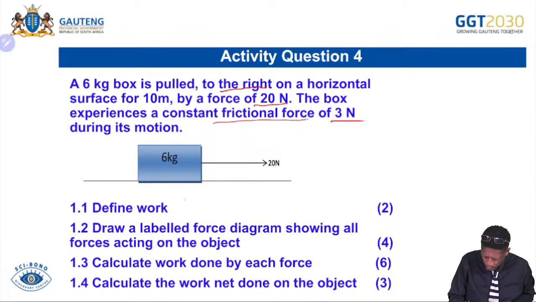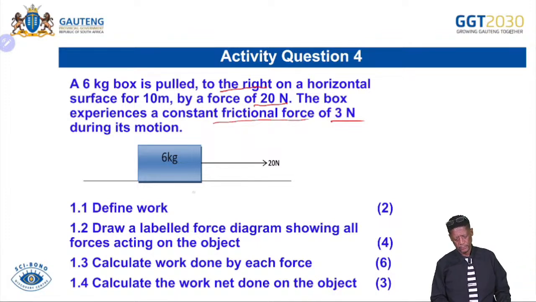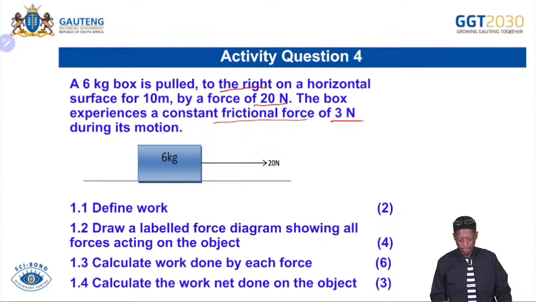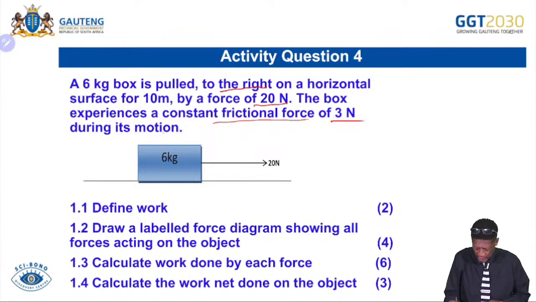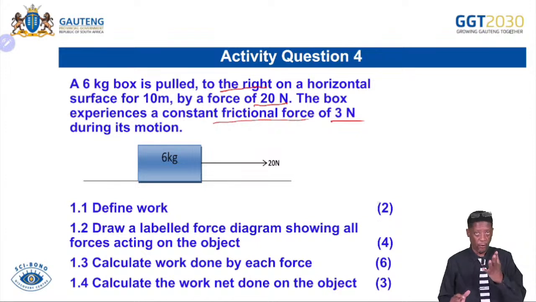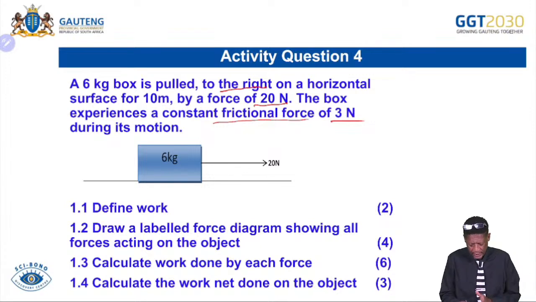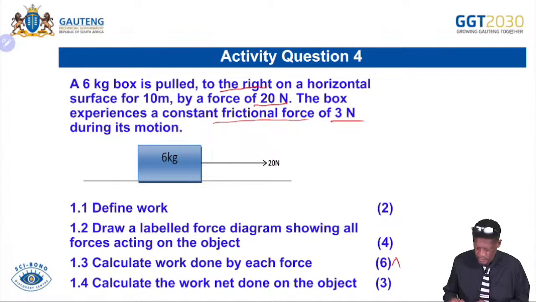Now define what is work, right? You must know what is work. Now draw a free body diagram of this. Look at the marks. It is telling you how many forces you must draw, which is 4 forces, so it means 4 marks for 4. Calculate the work done by each force, which is 6 marks. Calculate the net work done by the object. This is the total work that you are going to calculate. This is the work each, which is 3 marks, 3 marks. That's why it's 6 marks, right?